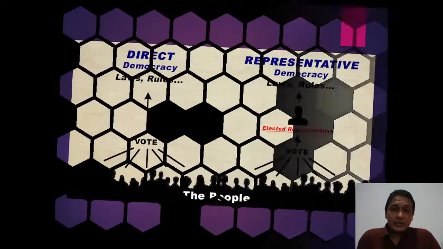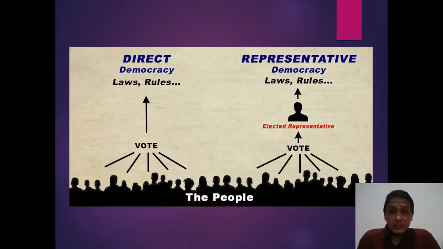Next is a picture about direct democracy, laws, rules, vote, and representative democracy. People only choose the elected representatives, and the elected representatives are the ones who create the laws or make the rules in the democratic system.